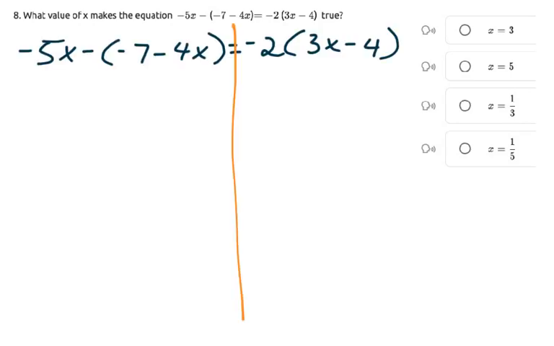I've got negative 5x minus, we got some parentheses, negative 7 minus 4x, and then negative 2, 3x minus 4 on the right. Obviously, we're going to have to distribute, probably combine some like terms, and then solve for x. This kind of has all of the different components of solving for variables on both sides that we've seen, okay?